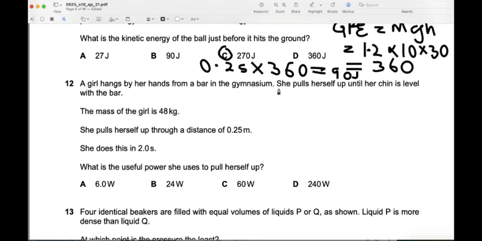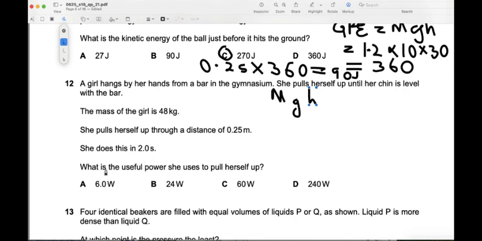Now the mass of the girl is 48, so they've given us the mass. She pulls herself up through a distance of 0.2. Since she's pulling herself up, it's h, a vertical distance. So we have m, 48. If they want the energy, gravitational energy is mgh, so we just multiply. And she does this in 2 seconds, and that means they want power.